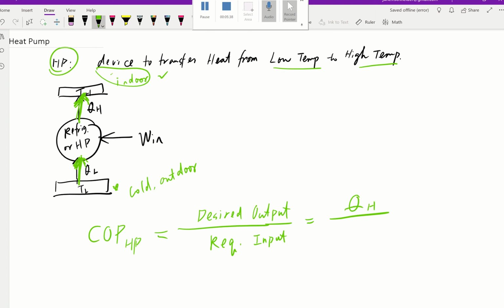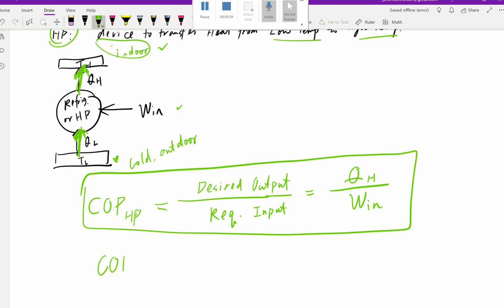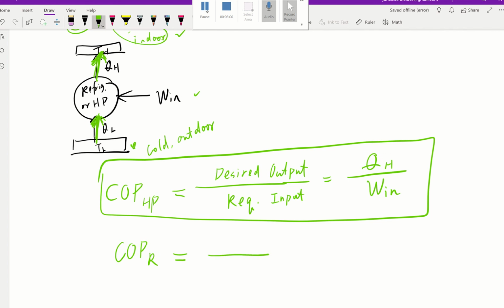And what is absolutely required? We need this compressor work coming in. So that's our equation for heat pump efficiency. COP is equal to QH over W_in. And the difference from the COP for the refrigerator we had earlier is that for a refrigerator, we desire different things. We desire QL over the required work W_in. So that's the only difference.